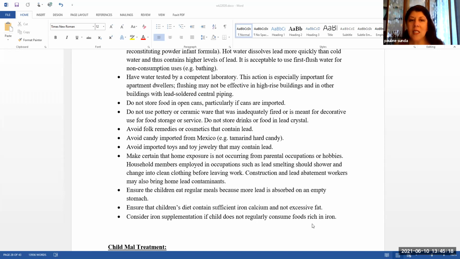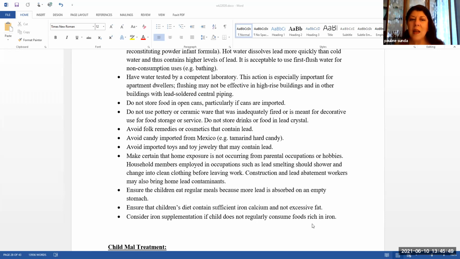Avoid folk remedies or cosmetics that contain lead. You also want to avoid candy imported from Mexico, like the tamarind hard candy, because that can contain lead. Some imported toys and toy jewelry can also contain lead. There have been certain situations where McDonald's has had to do recalls because they found out their toys had lead in them. So this is an example of why it might be a good idea to avoid imported toys.